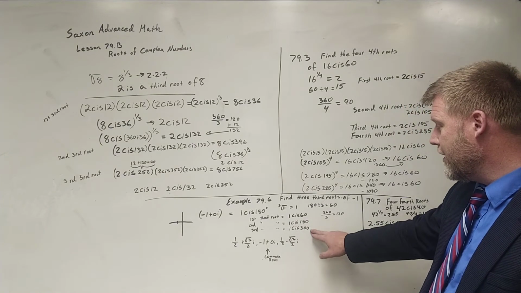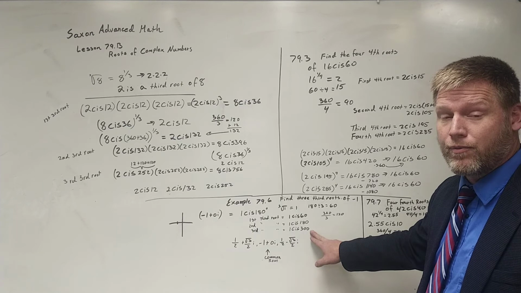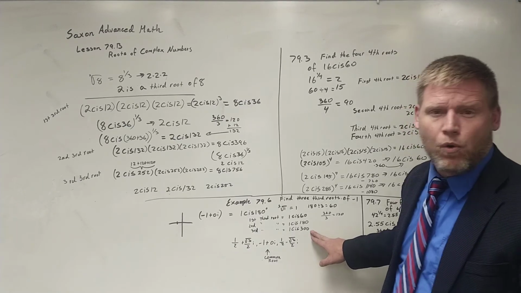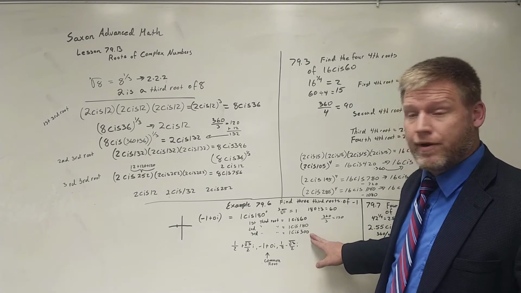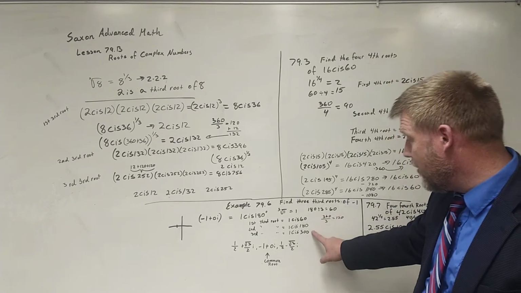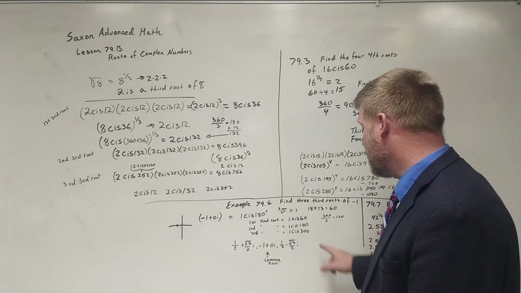Add 120 again, I get 300. I can't add it again. It would give me over a 360. And that's why there's only 3 third roots. There's not 4 third roots. There's only 3 of them. So when I write this out, I end up with 1 CIS 60, 1 CIS 180, and 1 CIS 300.